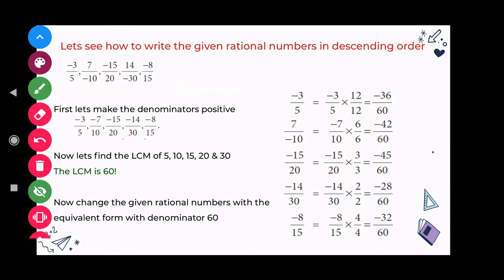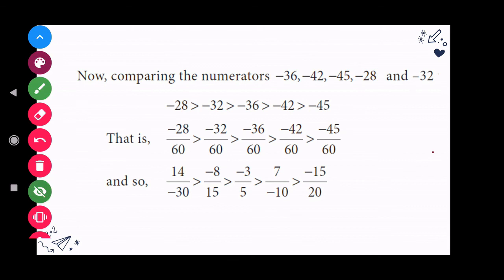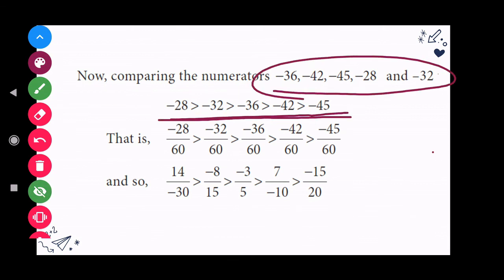Okay, so here we are comparing only the numerators. We have to write these numerators in descending order, starting from the biggest number. Here minus 28 is the biggest number in the series since it is a negative number. If it were a positive number, 28 would be the largest, but since it is negative, minus 28 is the biggest number, next minus 32, next minus 36, next minus 42, and then minus 45 is the smallest number in the series.